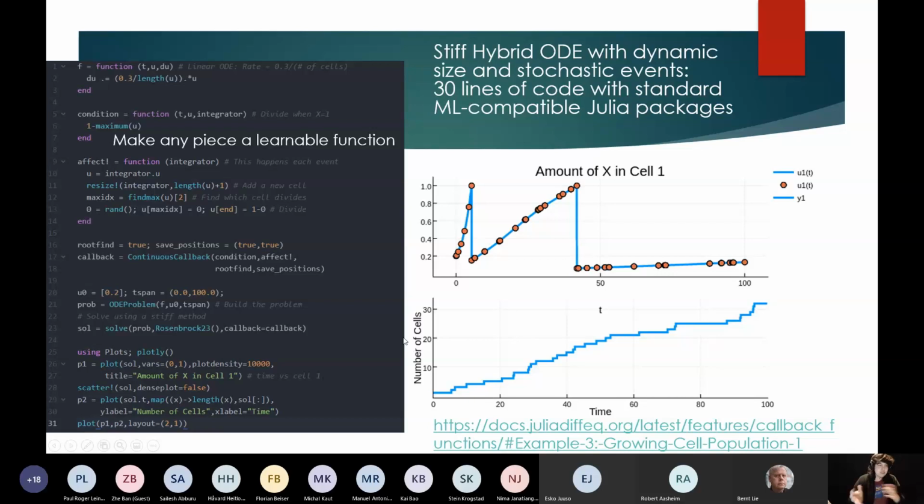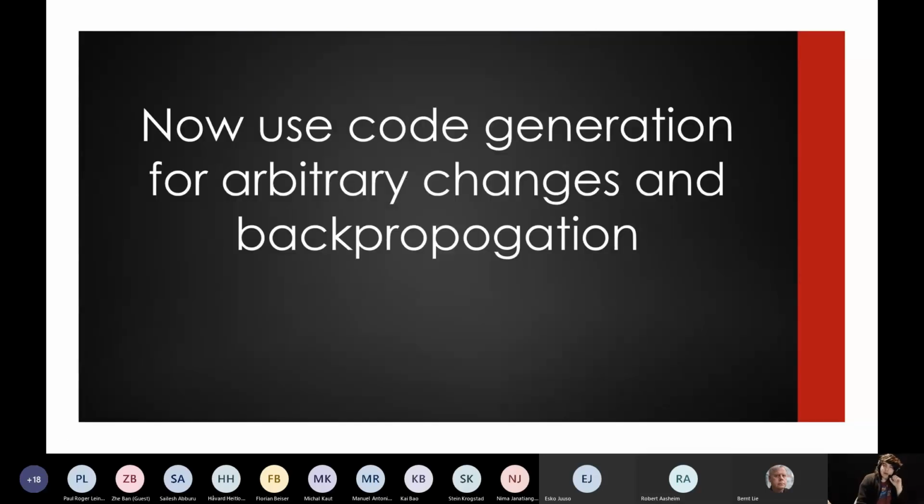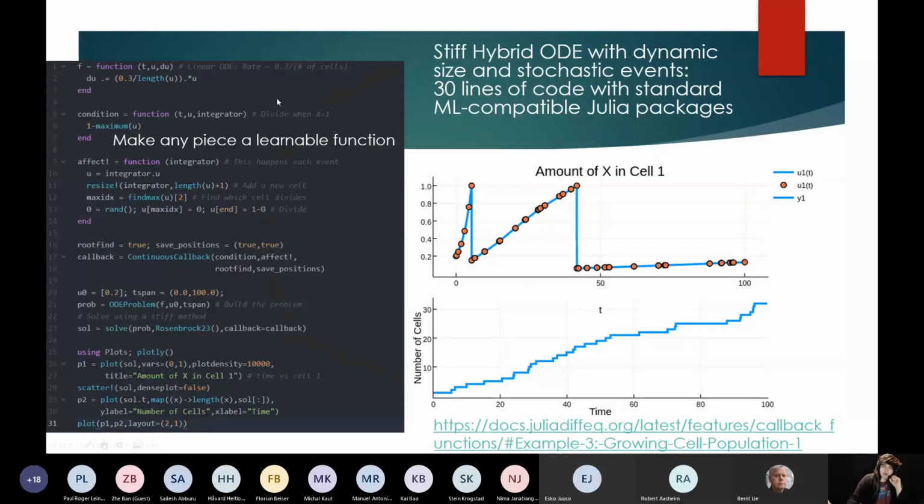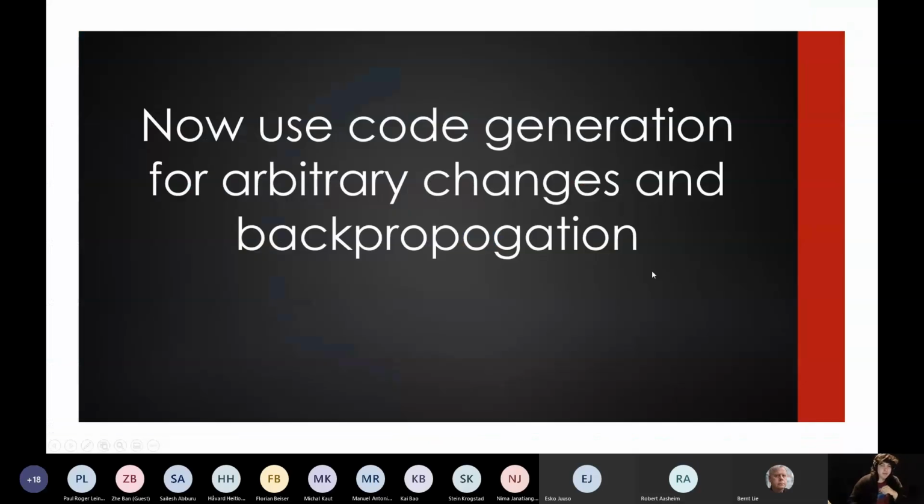So this is a stiff equation of changing size, which is also hybrid, and which also can have learnable pieces of information in there. You can embed neural networks and learn missing physical terms inside of such a model as well. And I did want to point out that these 30 lines of code are the complete code for doing this kind of model.